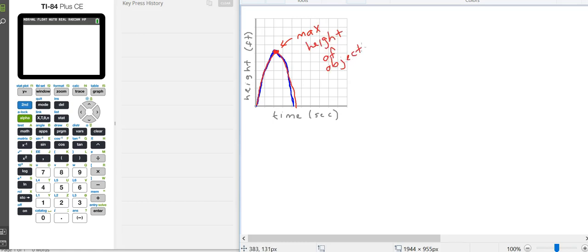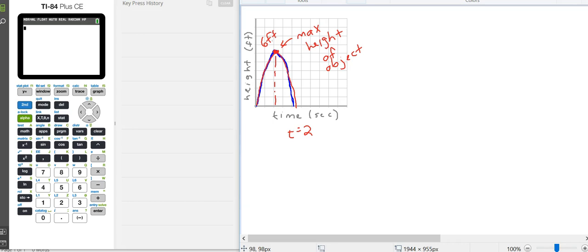Something else you might be asked is, what time does this maximum height occur? And for this graph, it would be at time t equals 2. Or you might be asked, what is the maximum height of the projectile? And that would be 6 feet for this problem. That's how you figure it out if you have a graph. You just look at the graph.